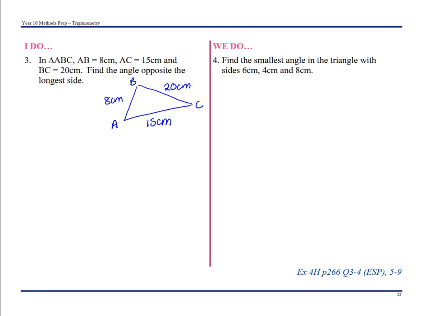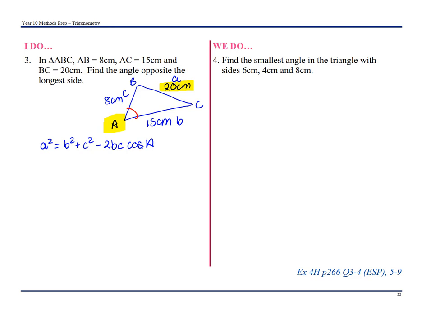Find the angle opposite the longest side. The longest side is that 20 centimeters, so that means I want to find angle A. I'm also going to label my sides, so little b, little c, little a. Now we start with our formula. We want that angle A, so the formula I want has the little a out the front. So a squared equals b squared plus c squared minus 2bc cos of A.